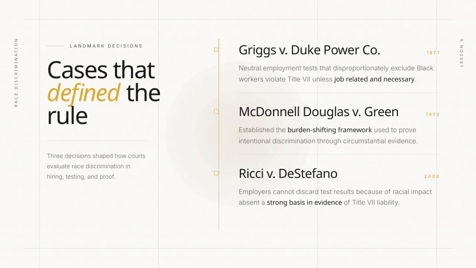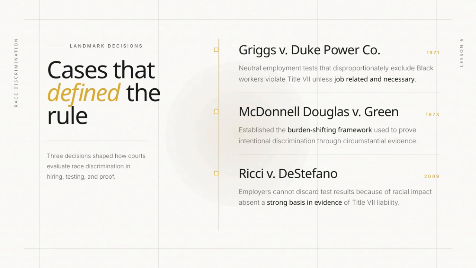Next is McDonnell-Douglas v. Green from 1973, which introduced a burden-shifting framework. This framework allows discrimination to be proved through circumstantial evidence rather than direct proof by outlining the steps both employees and employers must take in discrimination cases. It essentially clarified how intentional discrimination claims should be evaluated in court.